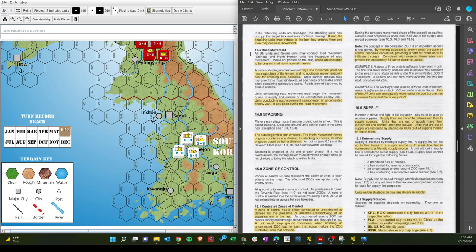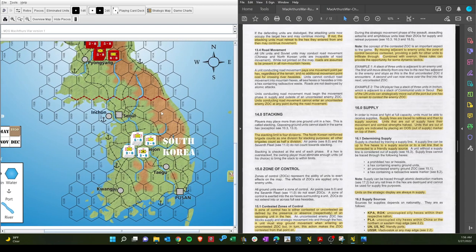Road movement. Interesting here. All UN and Soviet units may conduct road movement. Chinese and North Koreans can't. They can use the rails, though. And there are no roads on the map. It just assumes roads are everywhere. A unit conducting road movement pays one movement point regardless of the terrain. So looking over here, you can see that these are all rough hexes, but a UN unit would only pay 1 MP because it's assumed there's roads they can use, as opposed to the North Koreans who would have to pay for it. They get unlimited movement on an unbroken rail line.